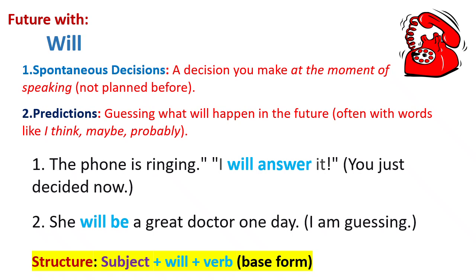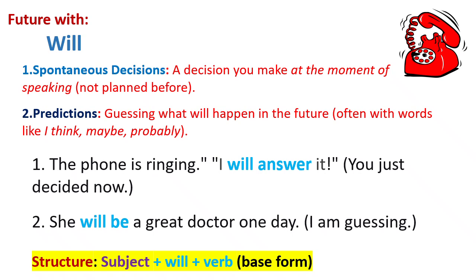Example number one, the phone is ringing. Don't worry, I will answer it. Same is the case, there's a knock at the door and you say, don't worry, I'll check it, right? So this, I will answer, I'll check it, what is this? This is a spontaneous decision, a quick decision on the spot. It was not decided before, right? So this is called the use of will.